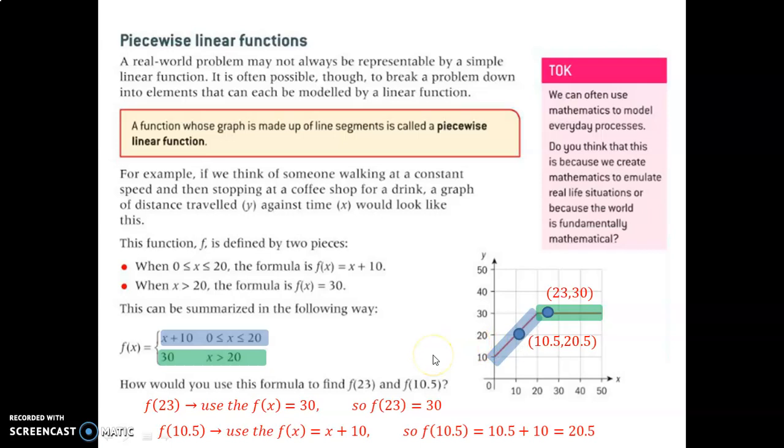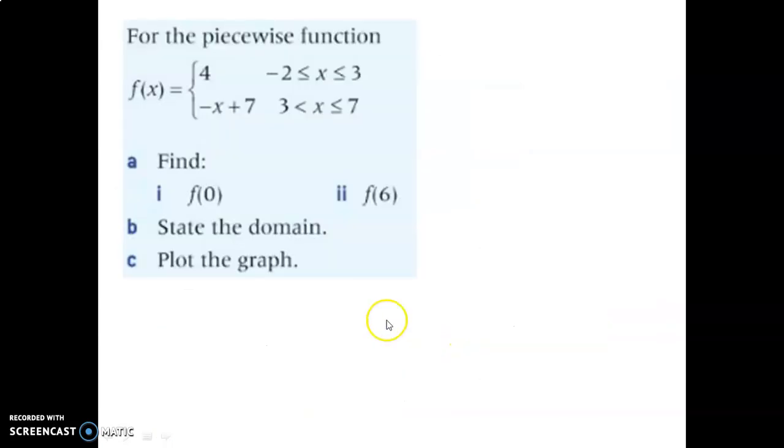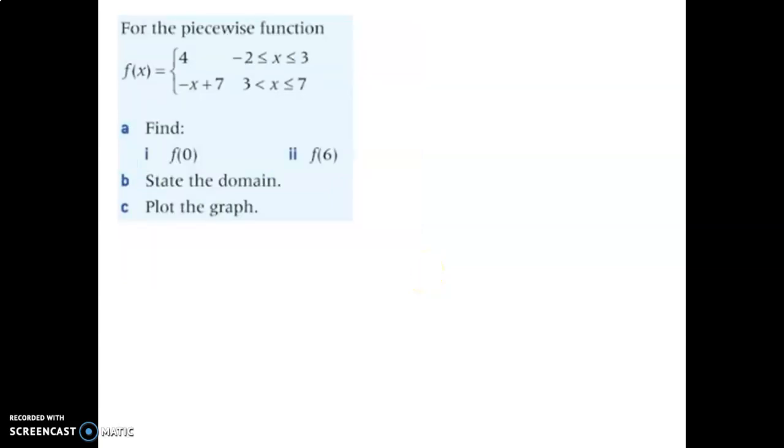Great, that's the basics of these kinds of functions. Let's try some more problems. So here's another piecewise function. Find f of 0, and then find f of 6. And state the domain as well.